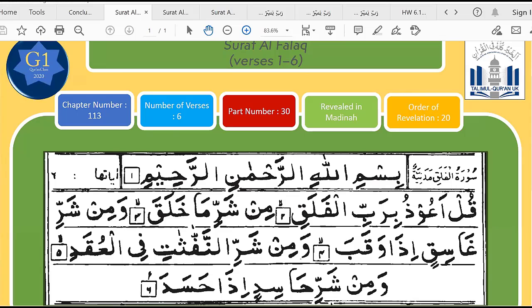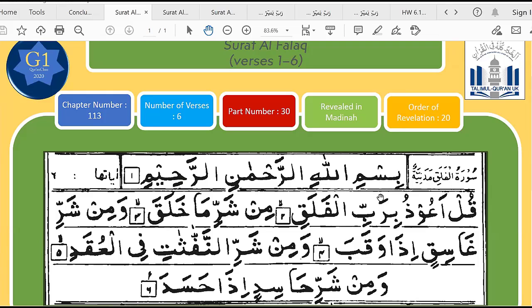G1104. Assalamu alaikum. Wa alaikum assalam. Is this G1104? Yes. Okay. Let's start with A'udhu billah. أعوذ بالله من الشيطان الرجيم. بسم الله الرحمن الرحيم. So if you can first repeat after me, and then I'll give you a chance to recite by yourself. Is that all right? Yes. Okay.